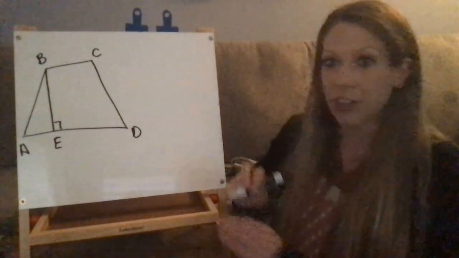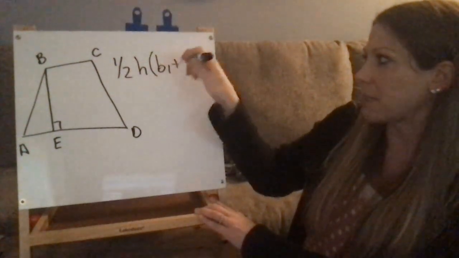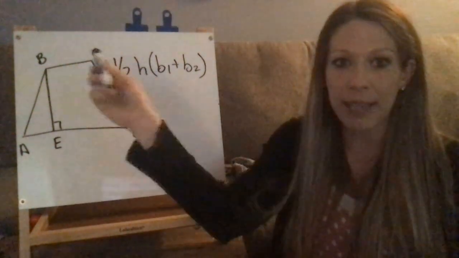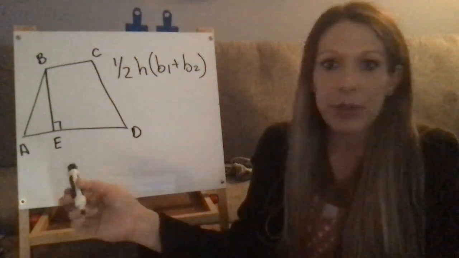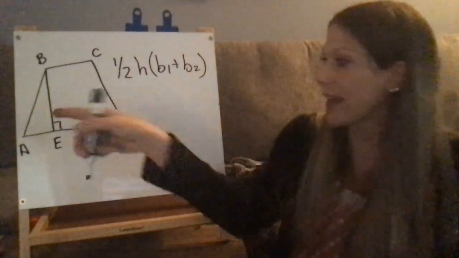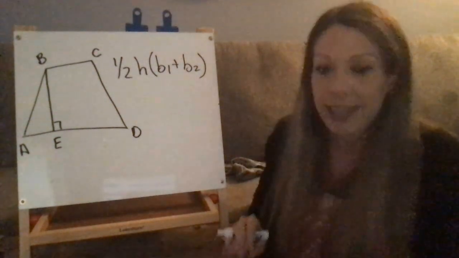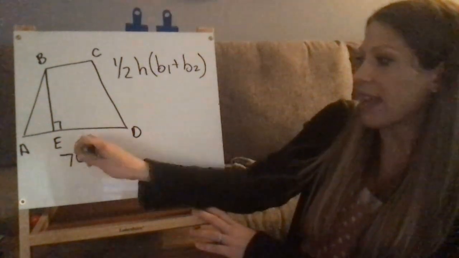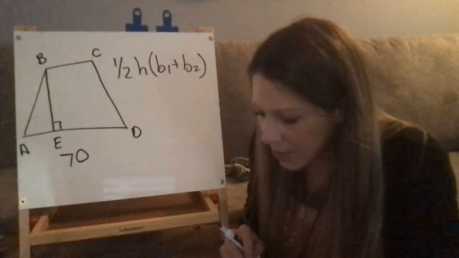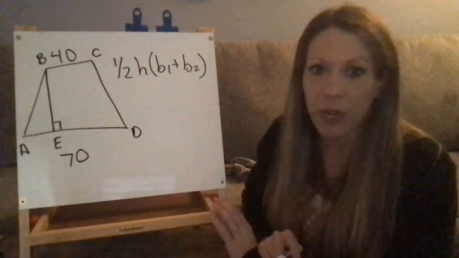Our area formula for a trapezoid is 1/2 height times base 1 plus base 2. For base 1 and base 2, we've got BC and AD. Each coordinate is actually 10 units, so go ahead and count across. AD looks like it is 7 across, so if each one is 10, that means from A to D is 70. From B to C looks like 4, so since each one is 10, that's 40.